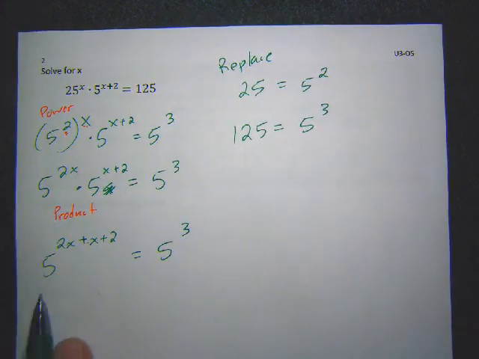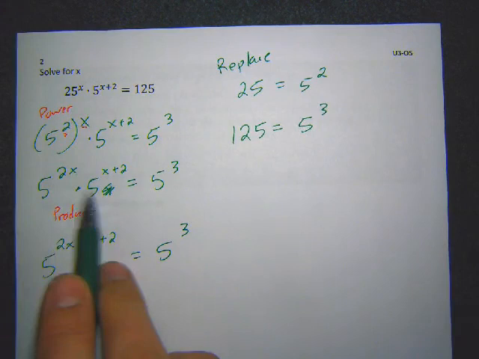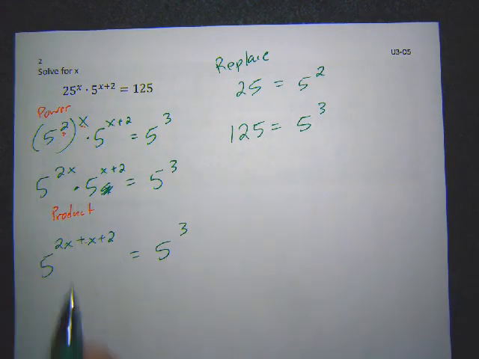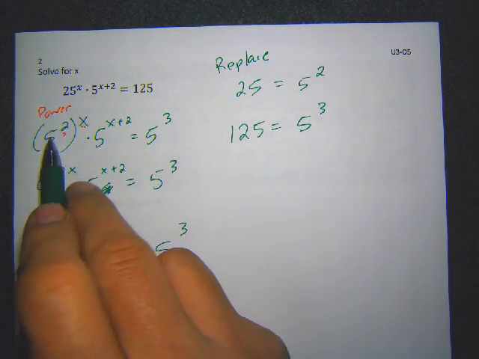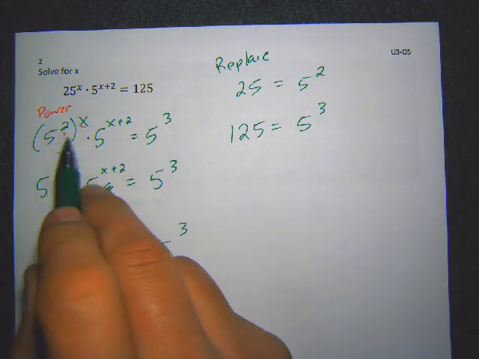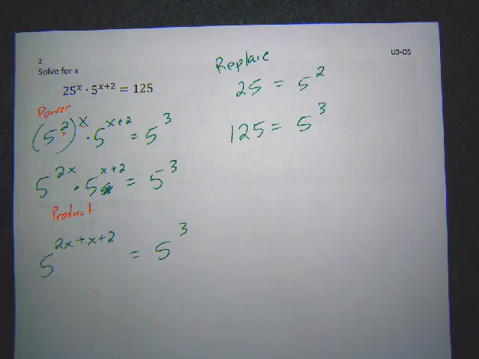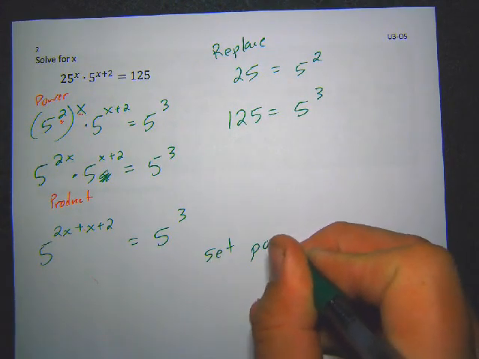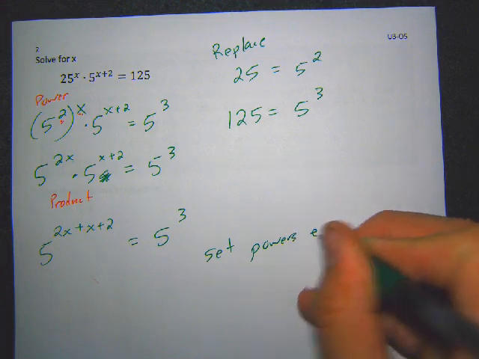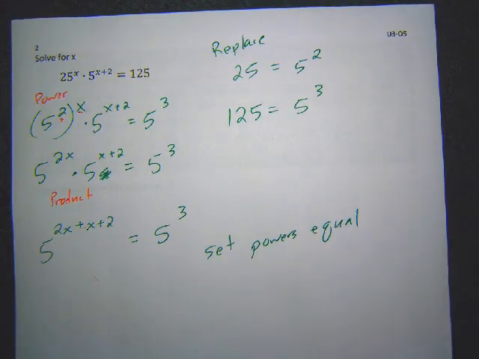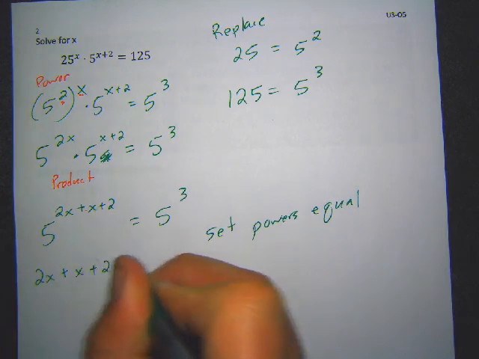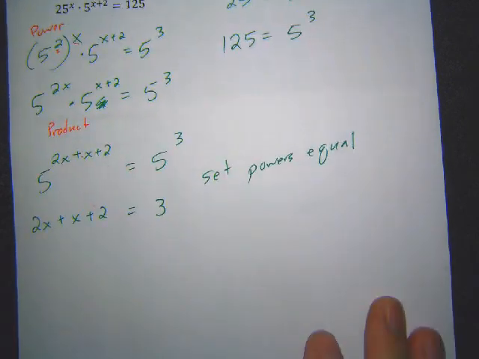All of that was just to get it so now we have the matching bases. When I have more than one base, it doesn't work. If I have something like with the parentheses, you can't do it yet. Here I had 5 squared to the x power, so this whole thing was kind of the base. But now that they both just have base 5, now I can set the powers equal. But I had to get to that point where I had matching bases for that to work. So I get 2x plus x plus 2 is equal to 3.